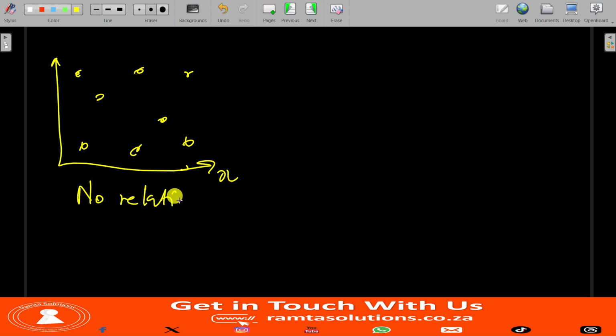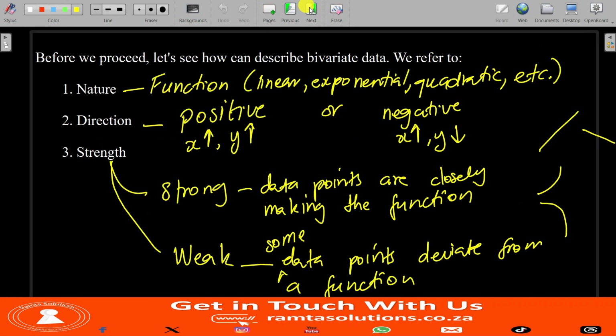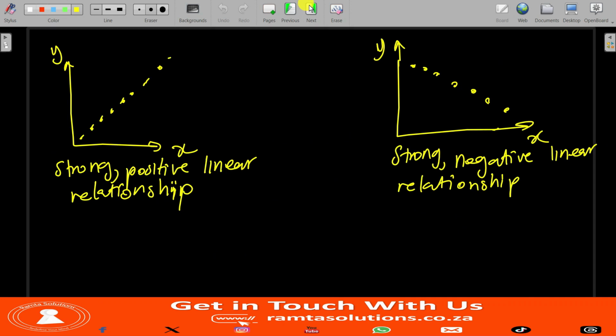Remember, guys, if you don't want to say relationship, you can say no correlation. All right, so this is how we describe the relationship between two variables, or how we describe bivariate data.